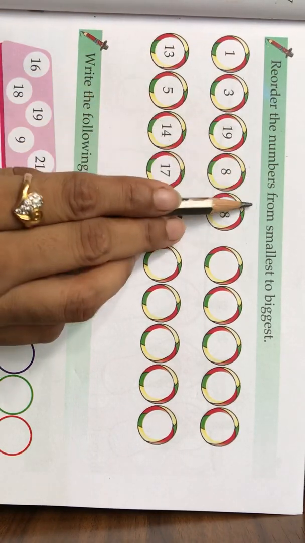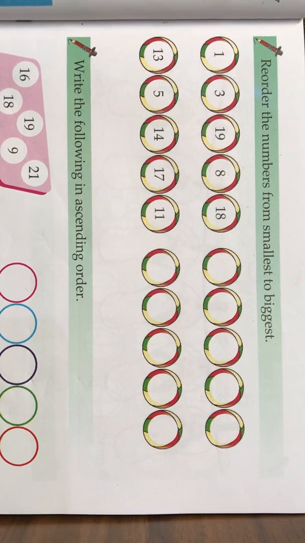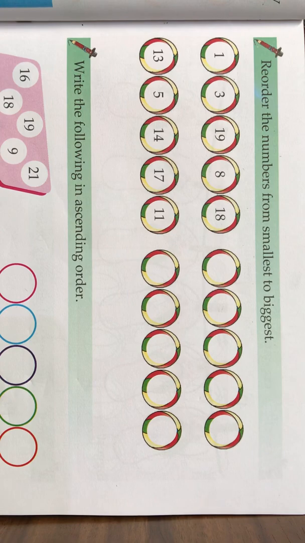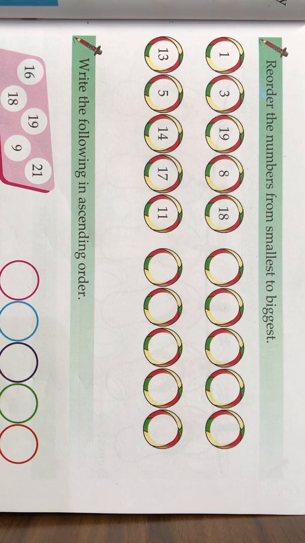Reorder the numbers from smallest to biggest. Children, remember na? Smallest to biggest. It is called ascending order. We will start with the smallest numbers.